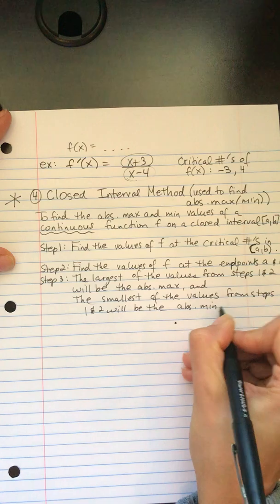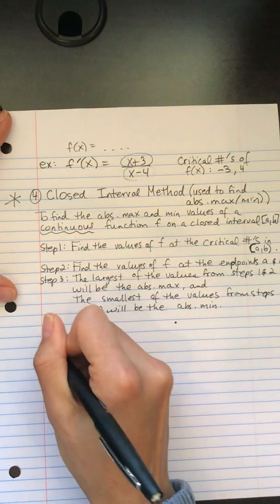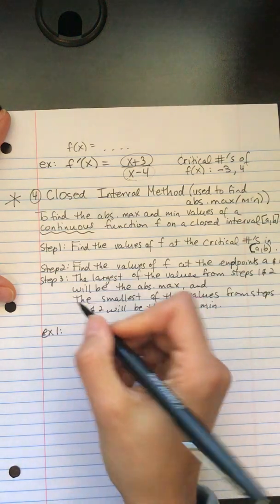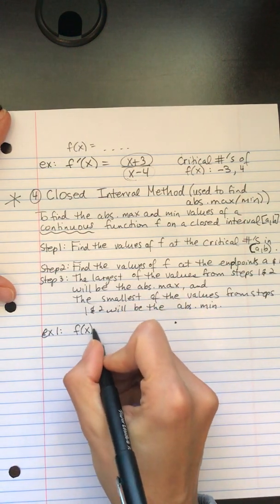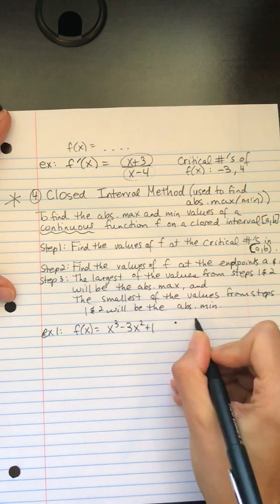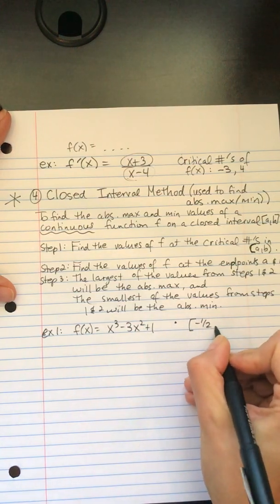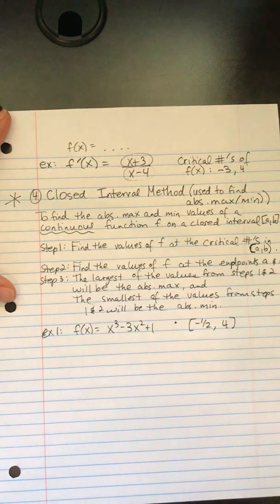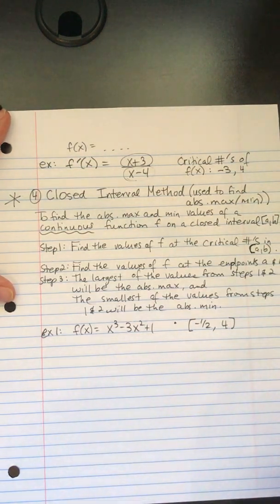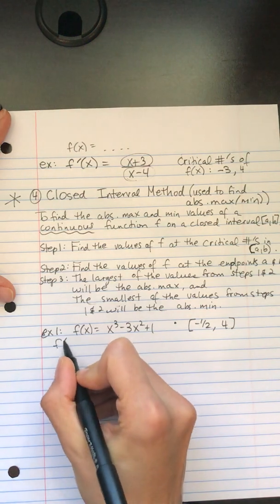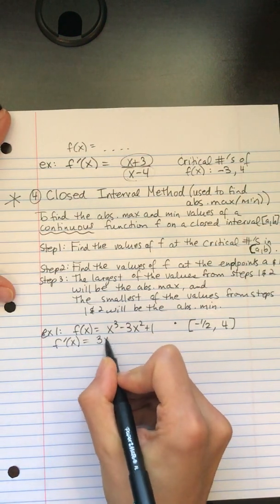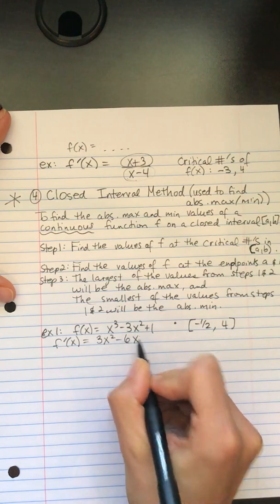I want to do 2 examples with you and I'm going to end the notes. So example 1 for the closed interval method. For example, suppose I give you some polynomial x cubed minus 3x squared plus 1, and I'm only talking about the interval from -1/2 to 4, and the directions are find the absolute max, find the absolute min. So first things first, find all the critical numbers. That means find the derivative, which is 3x squared minus 6x, okay?